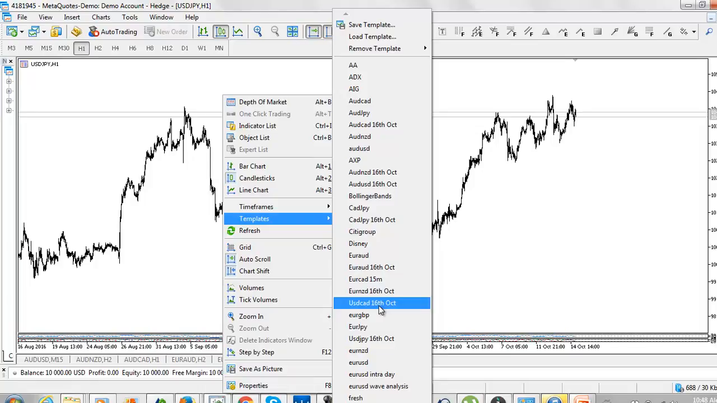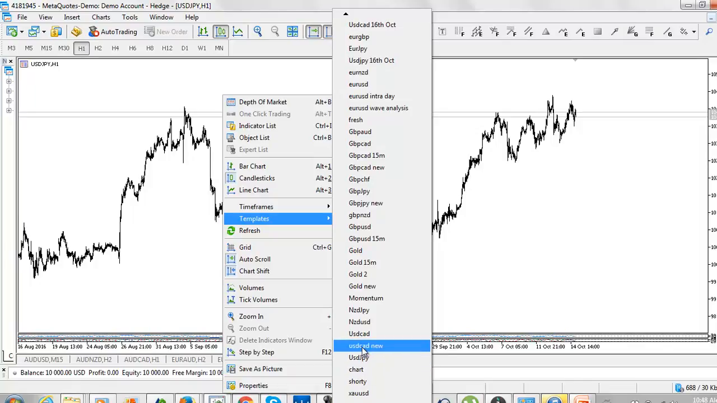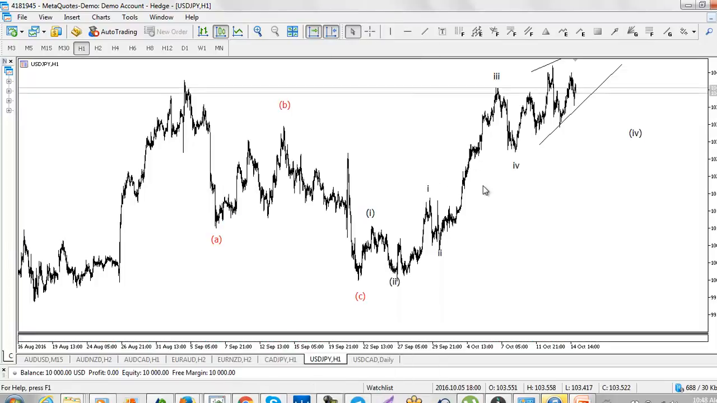Okay, now let me show you the US dollar Japanese yen. What I have, the US dollar Japanese yen. Where is that? Did I save that? Oh, I didn't save that. Okay, yeah, it's here.